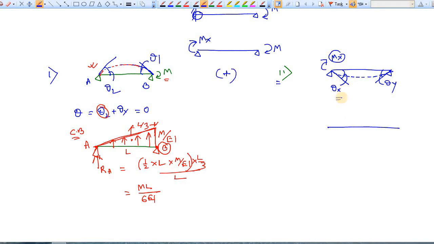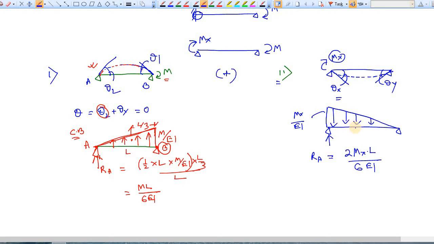So here the moment is mx, so the moment diagram becomes like this. This is your mx. Now convert this diagram into M by EI diagram, and here the deflection is downward, so we will apply downward load to the conjugate beam. To find theta x, we have to again find the reaction here. So here reaction or RA is coming as 2 mx L by 6 EI. Just take moment about this point, you will get this value.